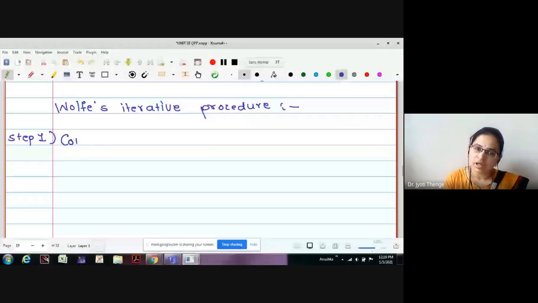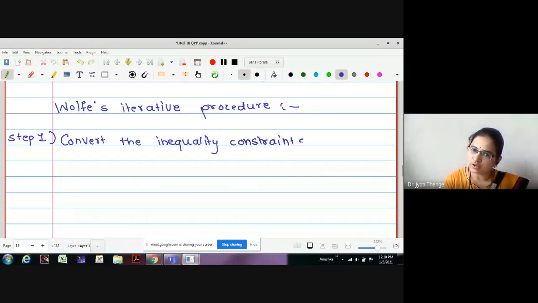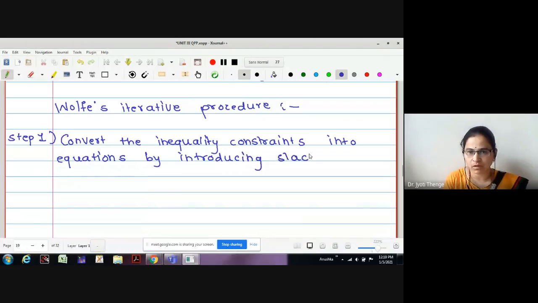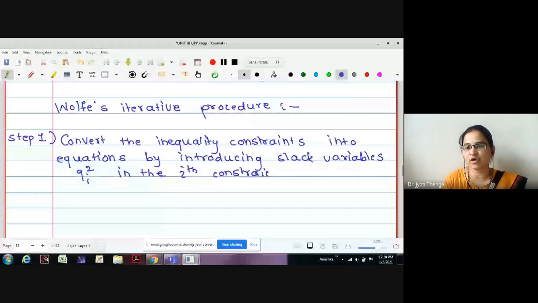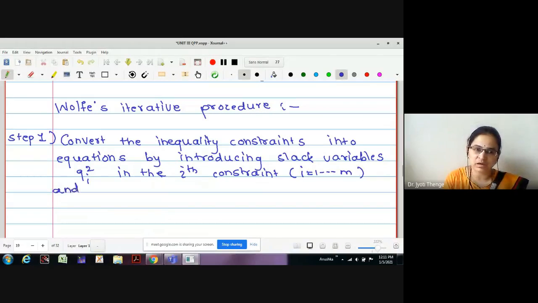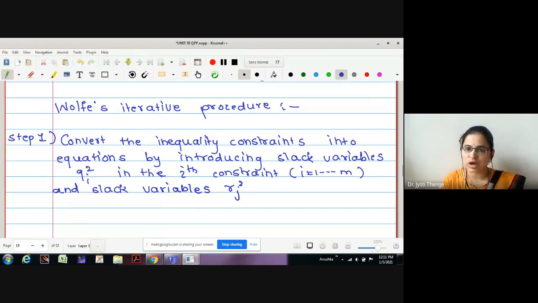Convert the inequality constraints into equations by introducing slack variables qi square in the ith constraint, with i running from 1 to m, and slack variable rj square, j equals 1 to n, in the jth non-negativity restriction.